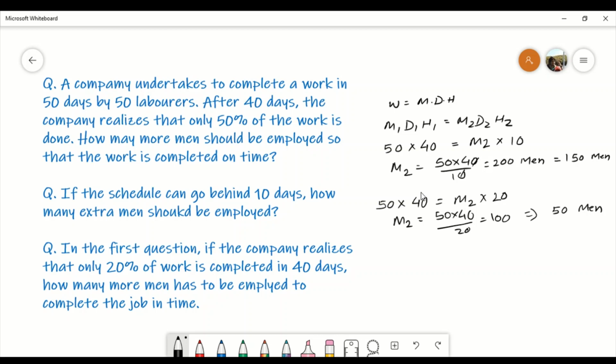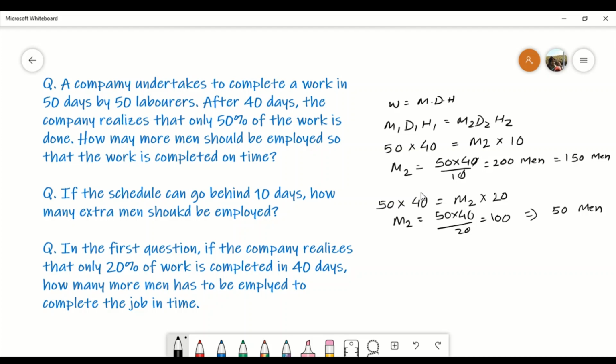And that can also be seen like this. So in 40 days, 50 laborers were required to do a certain amount of work. So in half of that time, we will require double the number of laborers to do the same work, right? So that's why we need 100 men, because we only have half of the amount of days that were earlier taken.